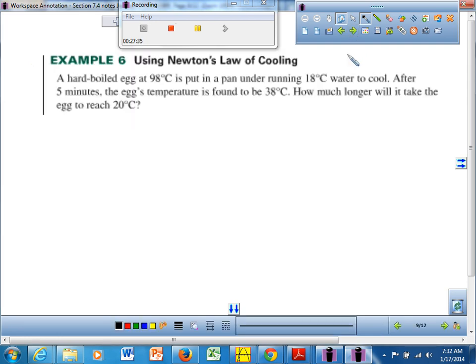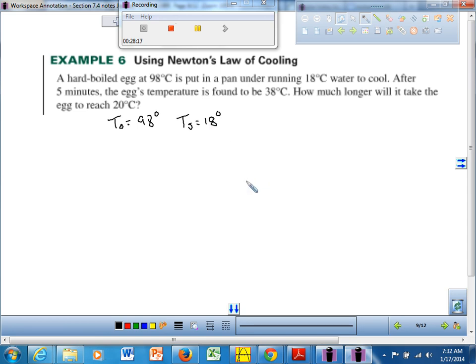All right, so we have three examples. Two of them come directly off your homework. So, Newton's law of cooling. A hard-boiled egg at 98 degrees Celsius is put in a pan under running 18 degrees Celsius water to cool. So what have they given me so far? Initial, T sub 0 is 98 degrees. And what else did they give me? Surrounding, T sub s, 18 degrees.